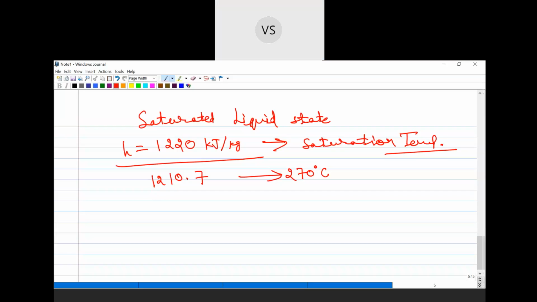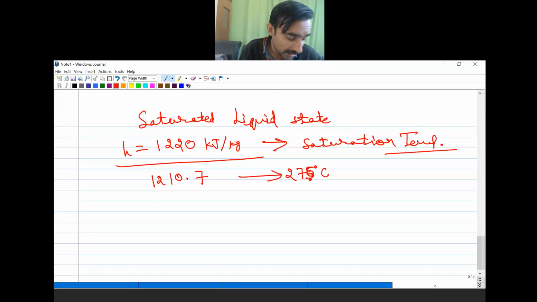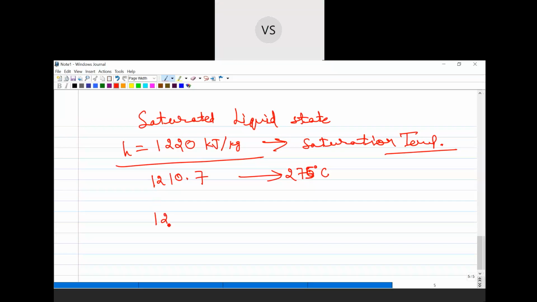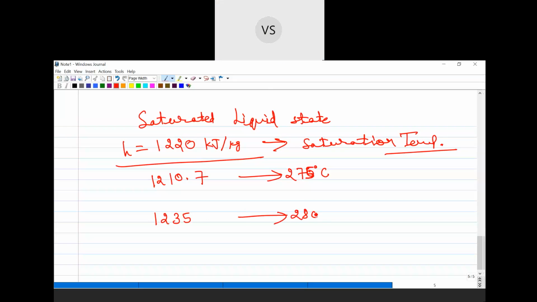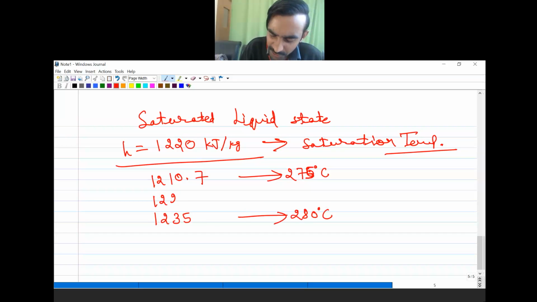Sorry, I have written temperature also wrongly. Okay. And what is the next value? Sir, 1235. And what is the temperature? 280. So it means now we require the value of temperature corresponding to 1220, which lies in between 1210 and 1235. So our temperature will be in between 275 and 280.